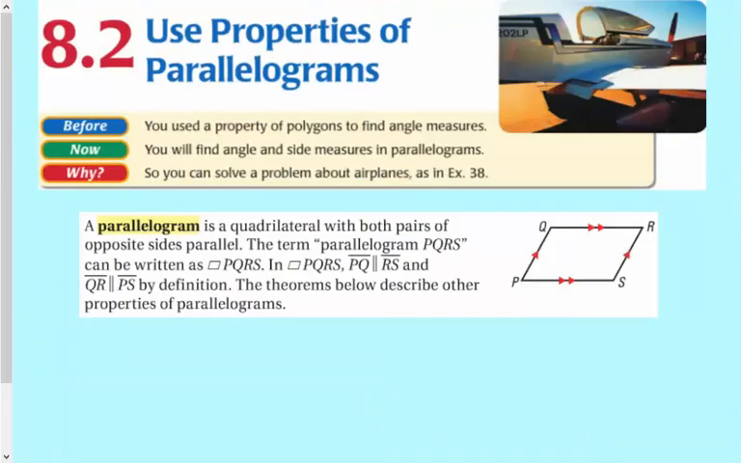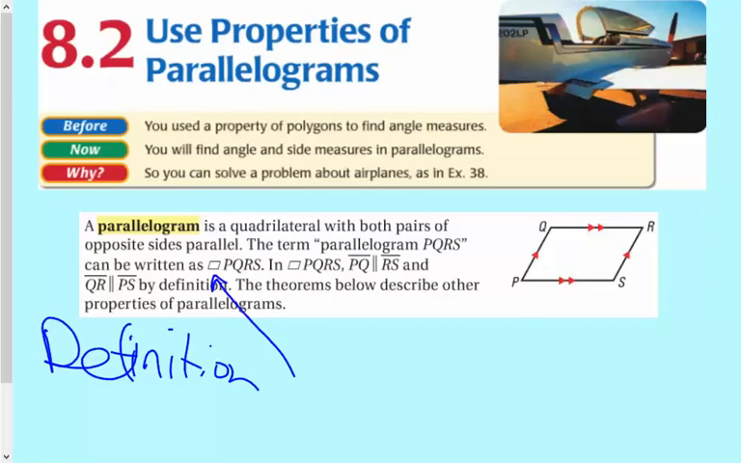Okay, so a parallelogram, by definition, and it's important to know this is the definition, is a quadrilateral, so a four-sided polygon, with both pairs of opposite sides being parallel. The term parallelogram can be written using this little symbol right there, and you have QR parallel to PS, and QP parallel to RS. So if you know it's a parallelogram, the only thing that you actually know by definition is that the opposite sides are parallel.